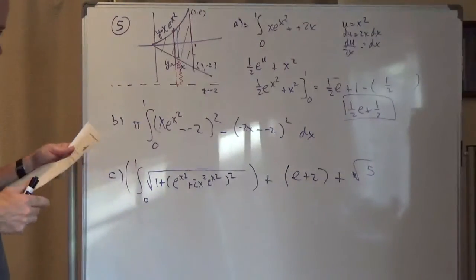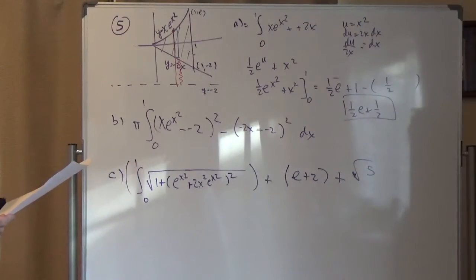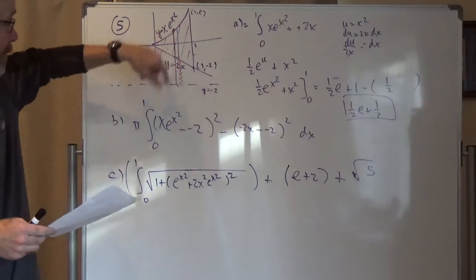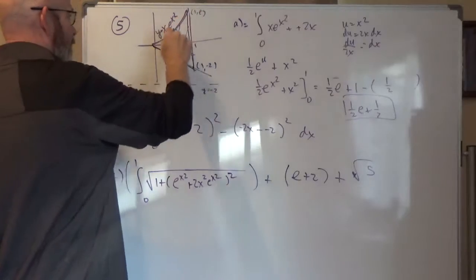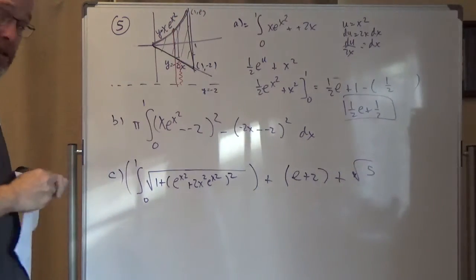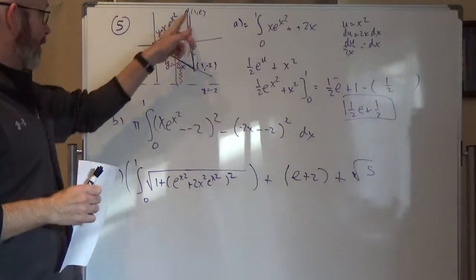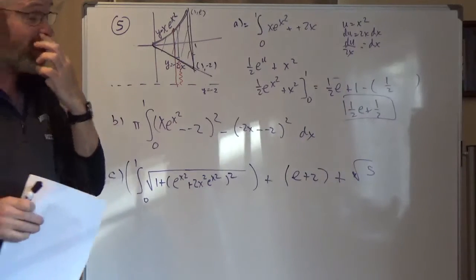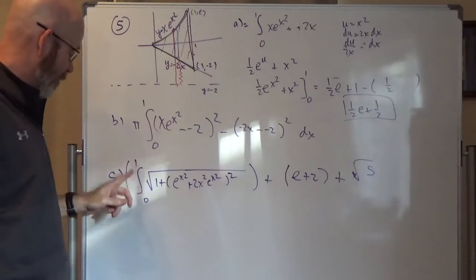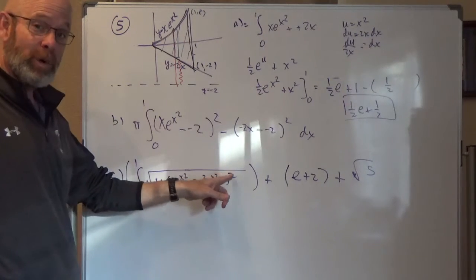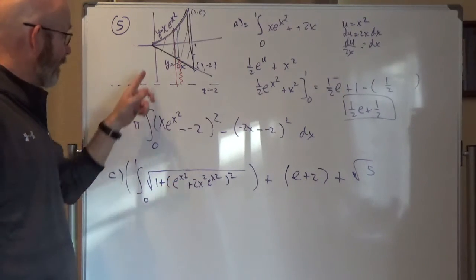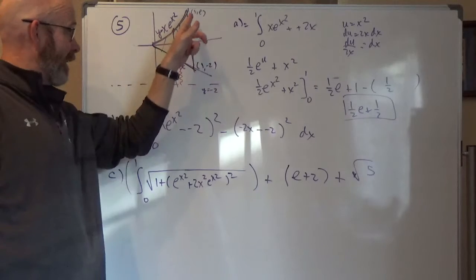And the last question says, write, but don't evaluate, an expression involving one variable that gives the perimeter of R. So now we're looking for perimeter. So perimeter is arc length. This is a curve. These are just straight lines, so I can figure out those distances. But arc length, you might remember, hopefully, is the square root of 1 plus the derivative squared. So integrating from 0 to 1, I'm trying to find that little length there.